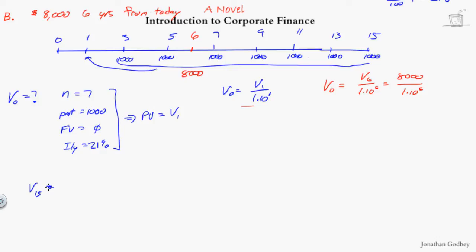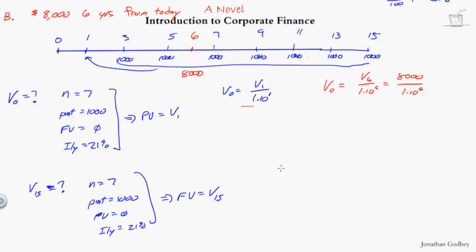So the value in year 15, what's that? There are 7 cash flows. The payments are $1,000. The present value is equal to 0 because there's nothing to start with. The interest rate, again, this is a 2-year interest rate, which is 21%. And the future value gives me the value when the payments stop, which is the value in year 15. That's great. And then for the ones in red, the value at year 15 is equal to the value at year 6 times 1.1 to the 9th.